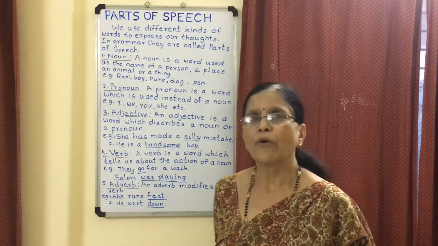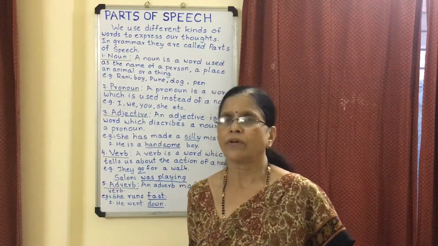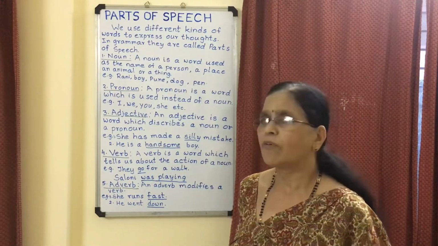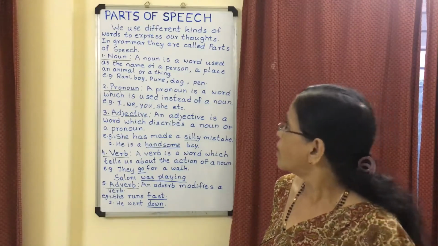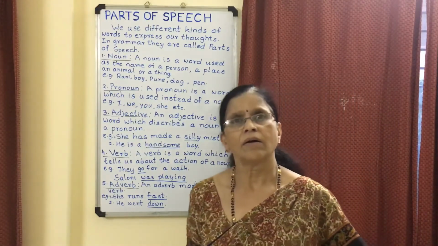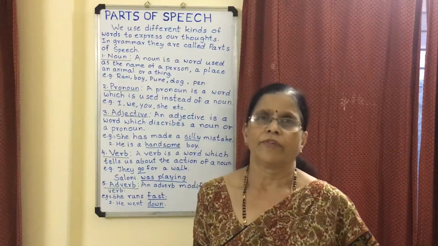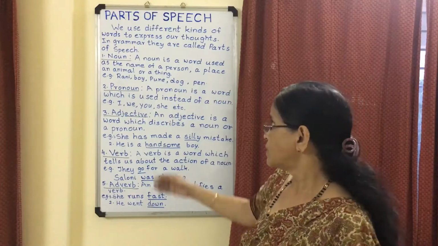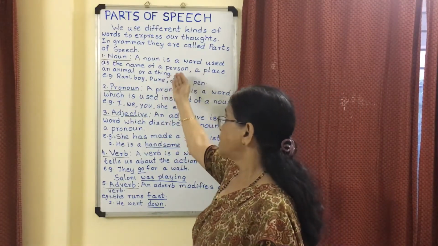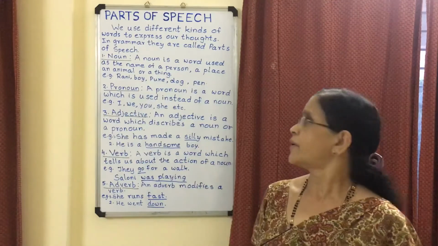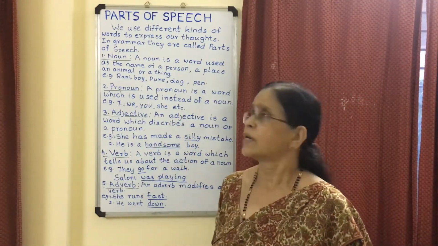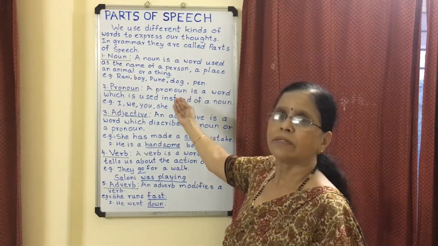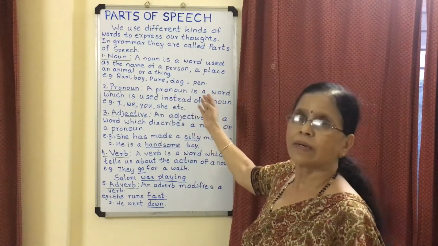Okay, now noun. What is the definition of a noun? A noun is a word used as the name of a person, place, animal, a thing or some feelings. Now for a person, for example, Rani and boy. Now for a place, Pune, and for an animal, dog. Now for a thing, pen.